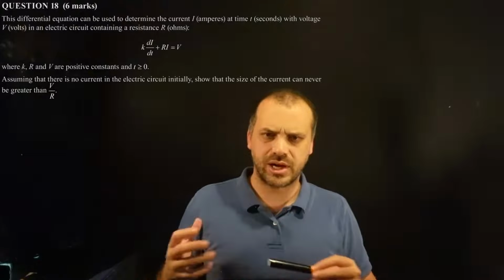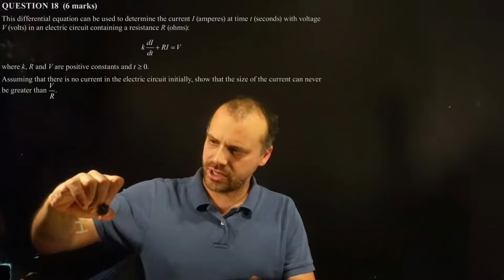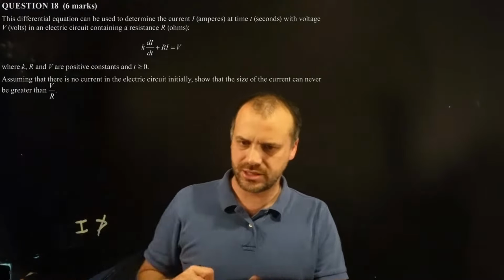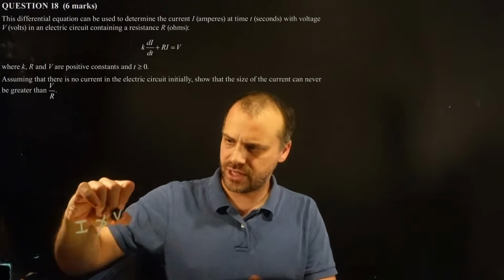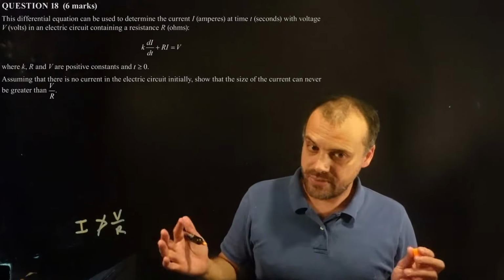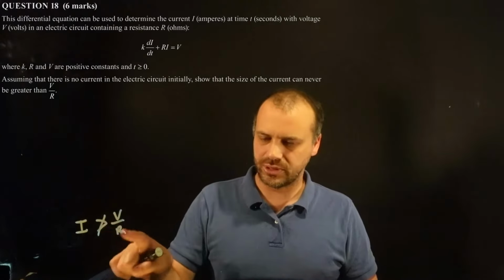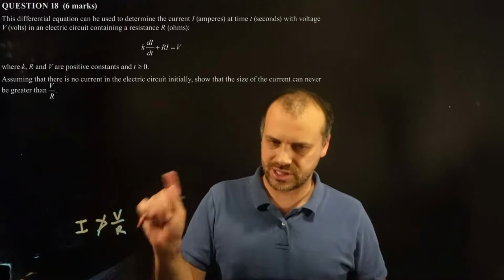Okay, so what's current again? Current is the letter I. All right, so let me make a note to myself. I can never be greater than V over R. All right, so this is my note to myself. Never really deal with questions like this, but I feel like this is an important little piece of information. I might just save that.